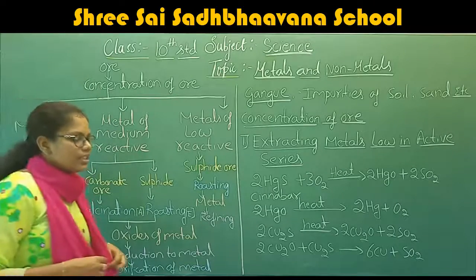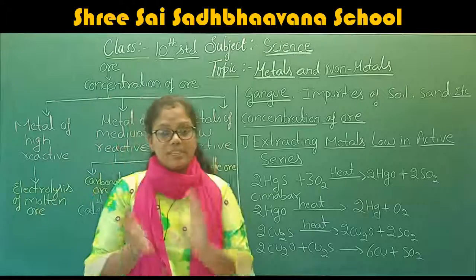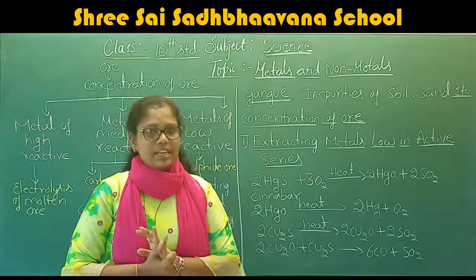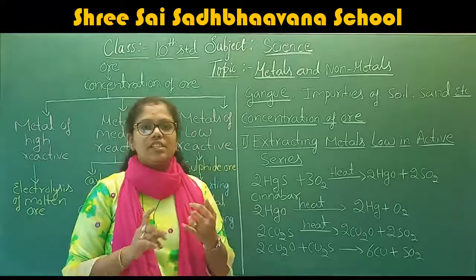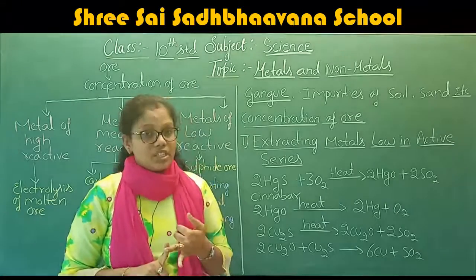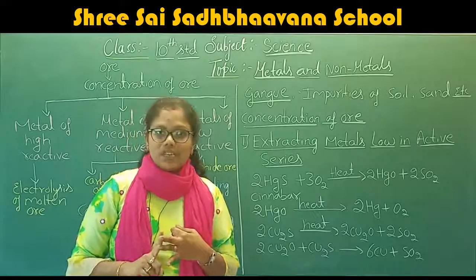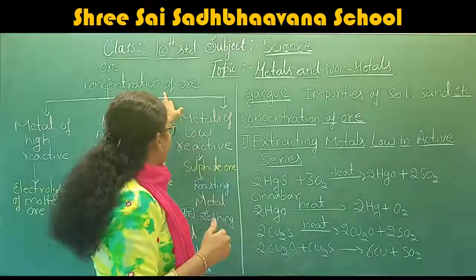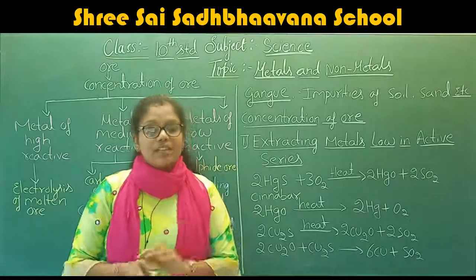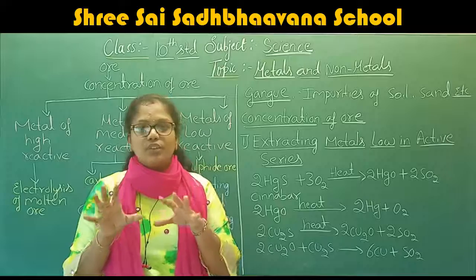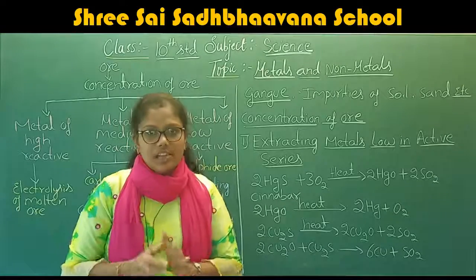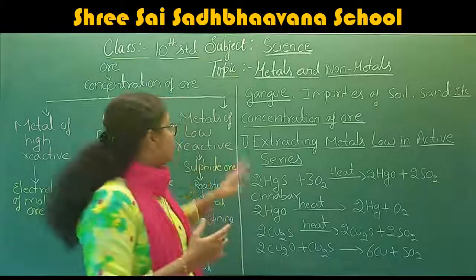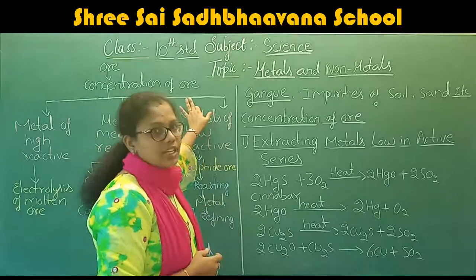If you see the concentration of the ore, there are so many steps present in it. What are some of the important steps? One is froth flotation, gravitational separation, magnetic separation. These are some of the processes present in the concentration of the ore. But your textbook is not going to explain those processes. When you go for PUC, there you have a separate topic, that is metallurgy.